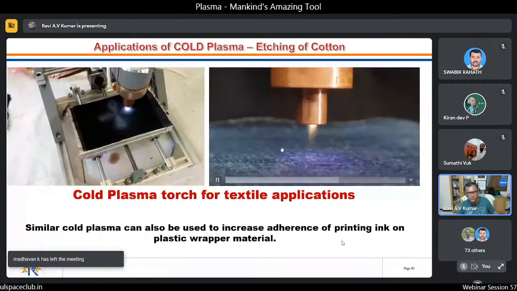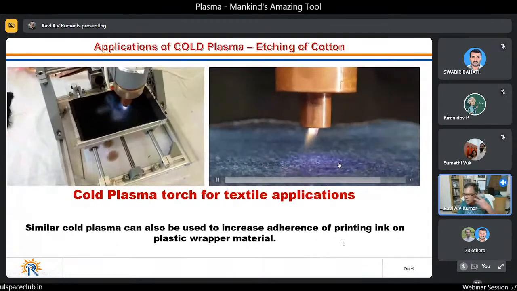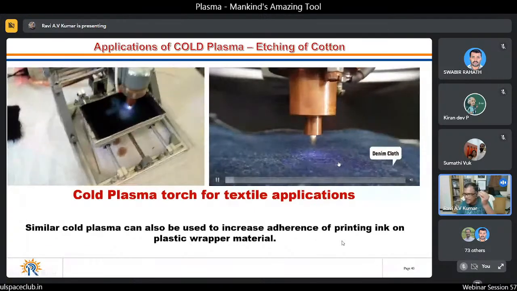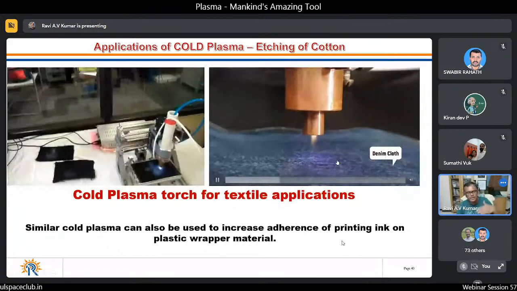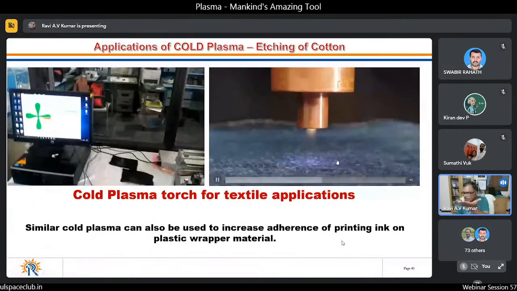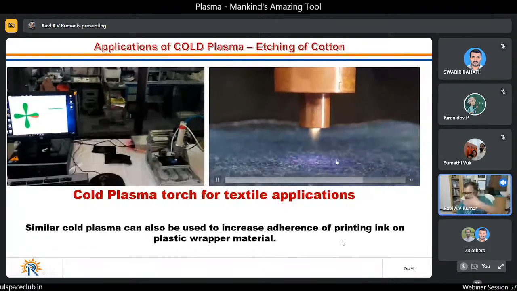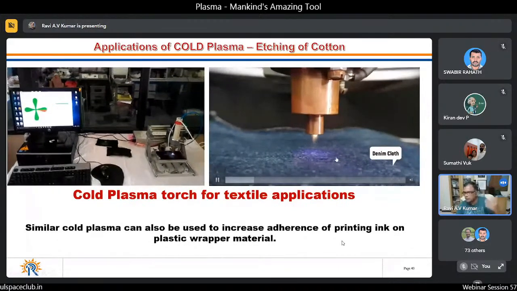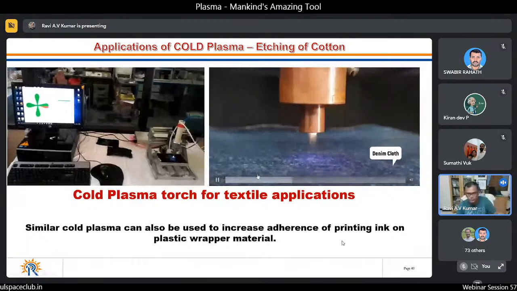Again, this is cold plasma. So this denim material can actually etch out the dye in the cloth without damaging the cloth. As the cloth is coming out of the mill, the plasma can print out whatever design the customer wants. Again, no water is used.